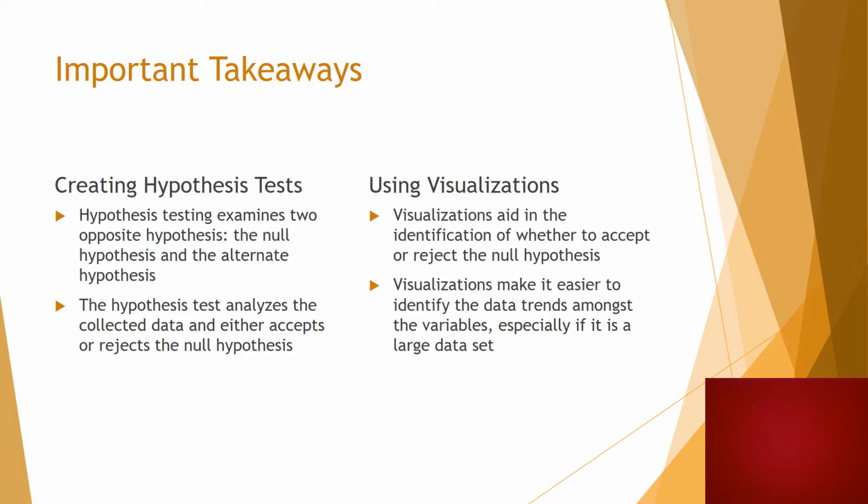Okay, so important takeaways from this lesson. Creating hypothesis tests. Hypothesis testing examines two opposite hypotheses, the null hypothesis and the alternate hypothesis. The hypothesis test analyzes the collected data and either accepts or rejects the null hypothesis. About using visualizations. Visualizations aid in the identification of whether to accept or reject the null hypothesis. Visualizations make it easier to identify the data trends amongst the variables. This is especially true when it's a large data set.